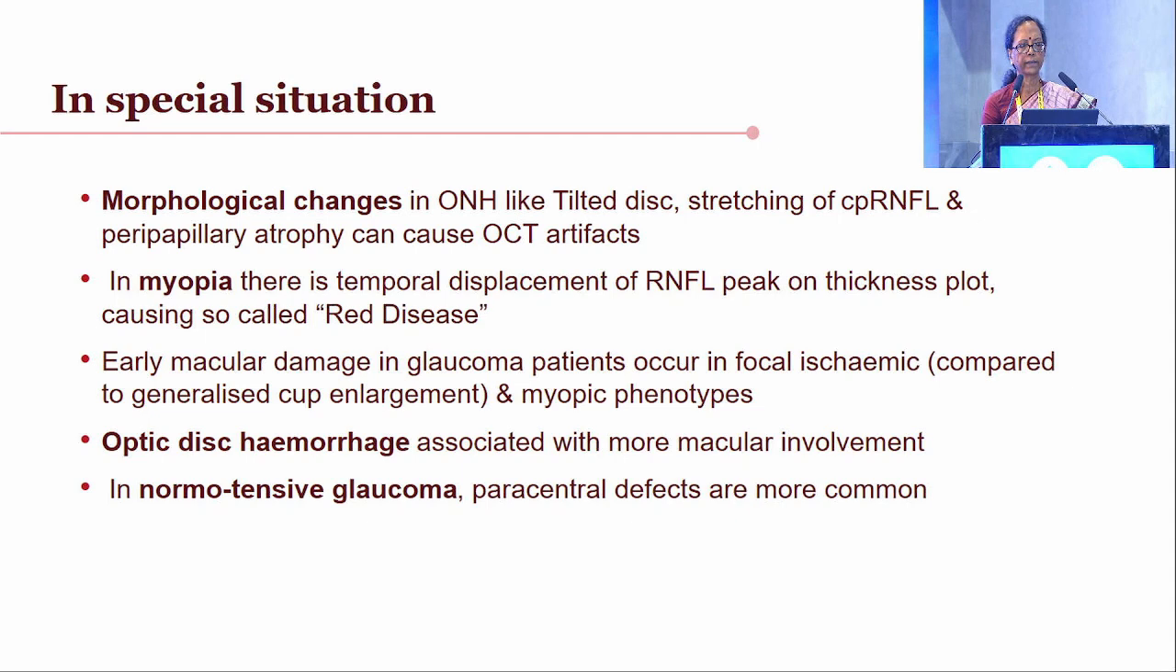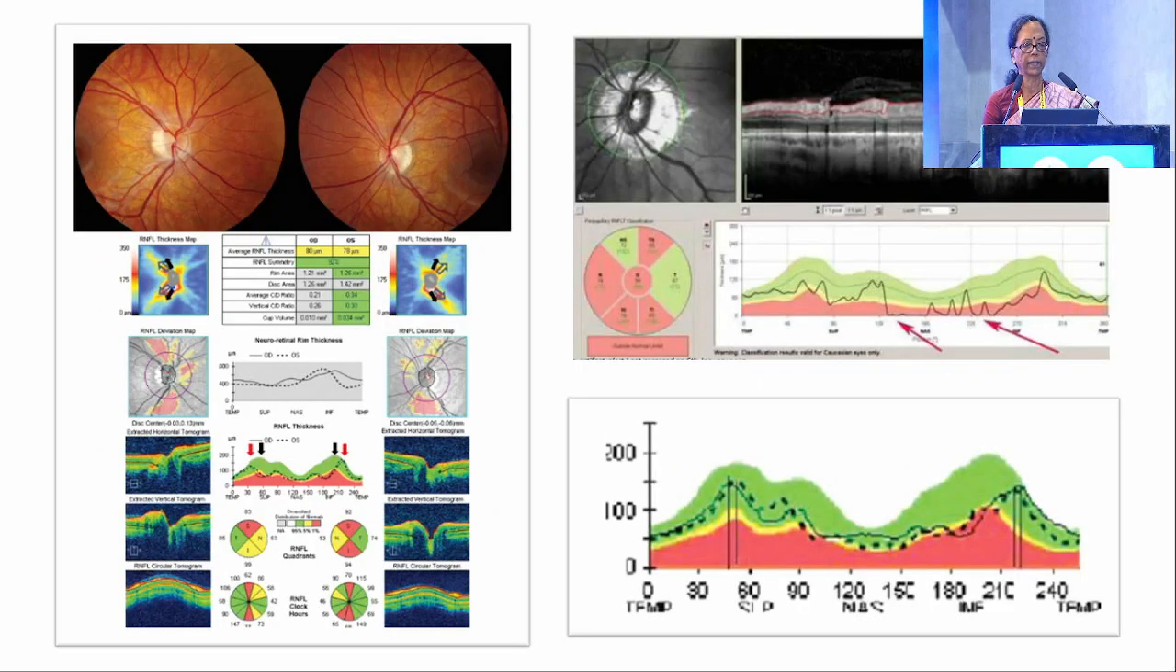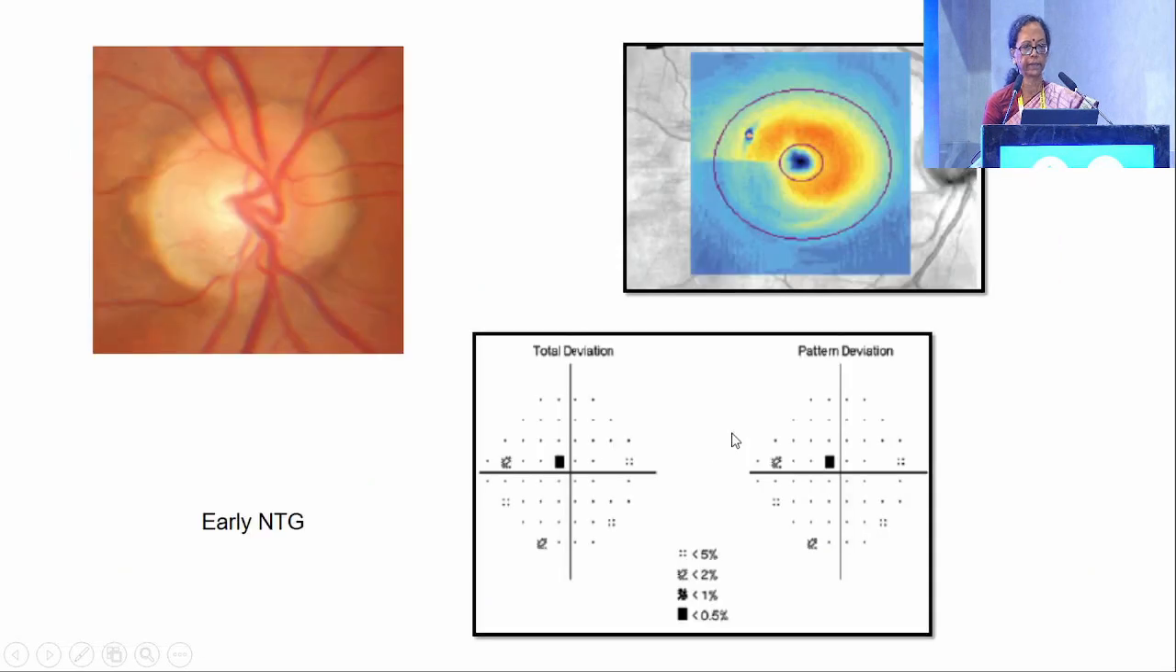Optic disc hemorrhage is always associated with more macular involvement. In normotension glaucoma, paracentral defects are more common. So in those patients also, it is very helpful to examine the macula by ganglion cell analysis. Here are a few examples in which you can see red disease occurring because of the temporal shift of the peaks; due to the stretching, it is very thinned out, causing the red disease. And in early NTG, even if you see one spot in the 10-2, we should think that the central vision is threatened, and we have to order a ganglion cell analysis in those patients.